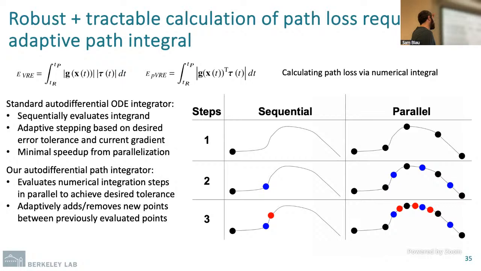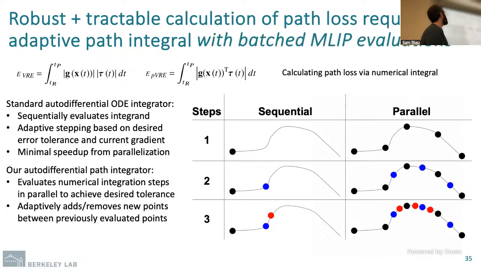So we basically came up with a parallelized adaptive integral using batched MLIP evaluations, and in the end we get almost 100x speed up from GPU parallelization. So even though it's an MLIP, you still need to be clever about your engineering in order to make this fast and kind of tractable.